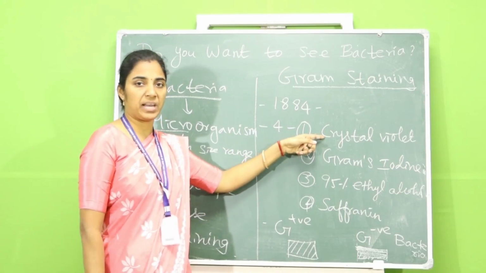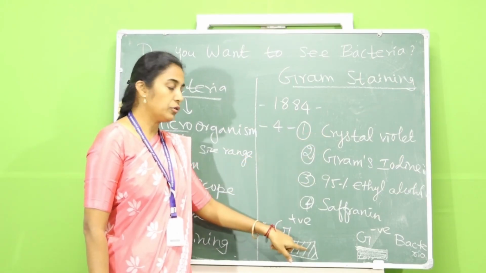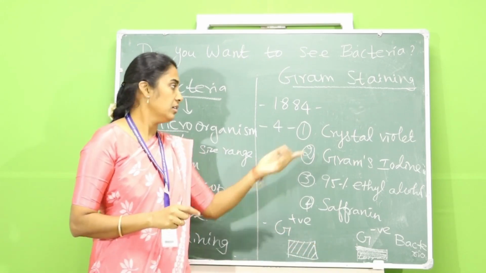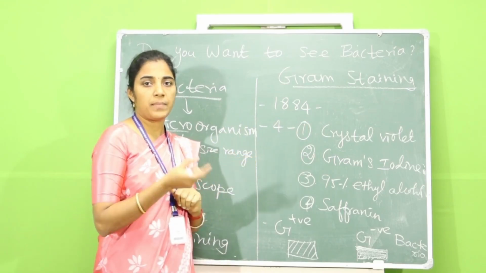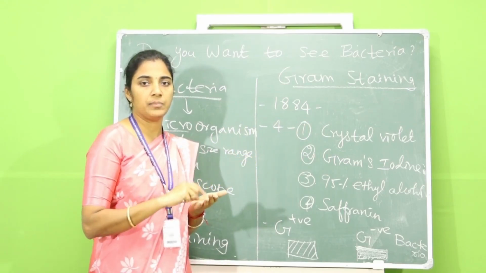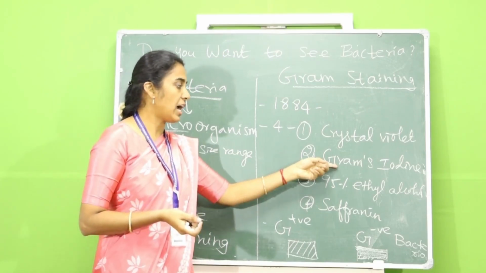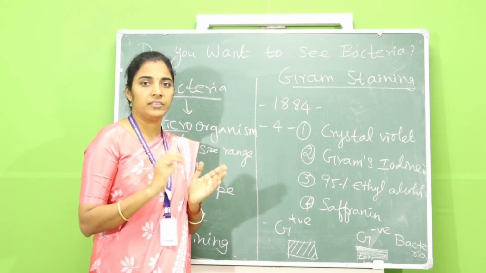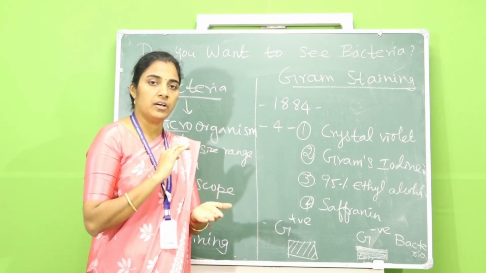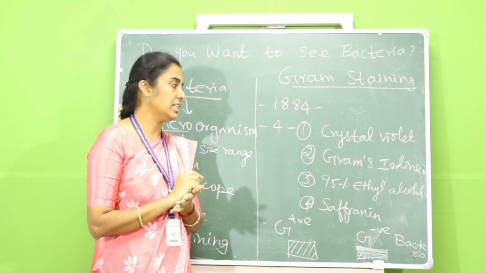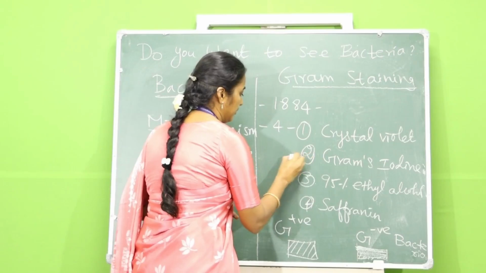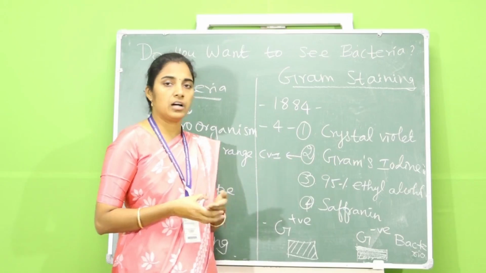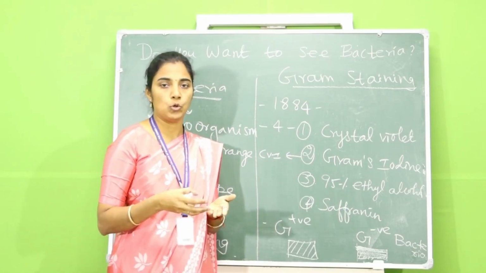First, we have to add the primary stain crystal violet into the microorganism which is kept in the slide. After this staining, all the bacteria, both gram positive and gram negative bacteria, will be in blue color. Then we have to add Gram's iodine. It is acting as a moderant which supports the primary stain to bind very deeply, which forms the CVI complex. After this also, both the cells will be in blue color.